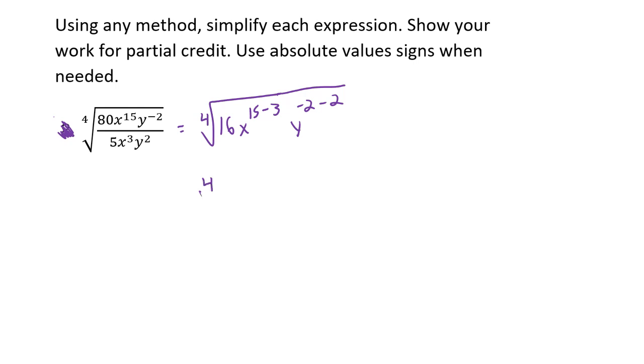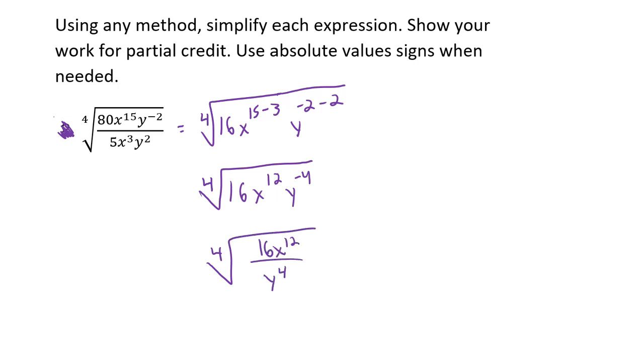So we're going to have the 4th root of 16x to the 12th y to the negative 4. Once again, I'm going to shift that negative exponent to the denominator. So we have 16x squared over y to the 4th.